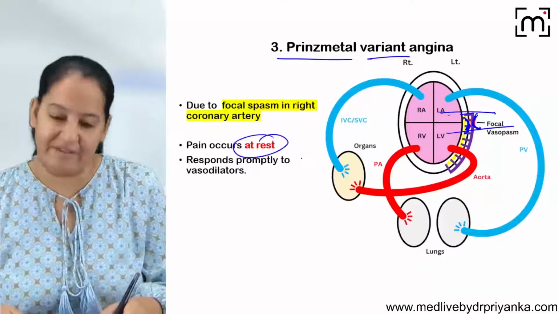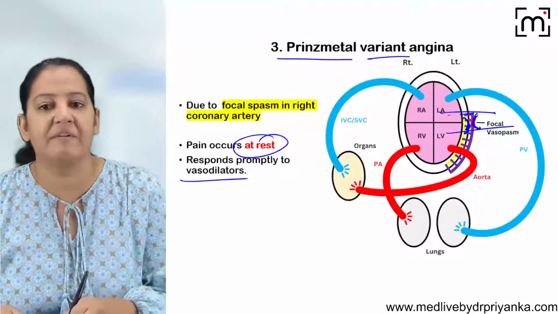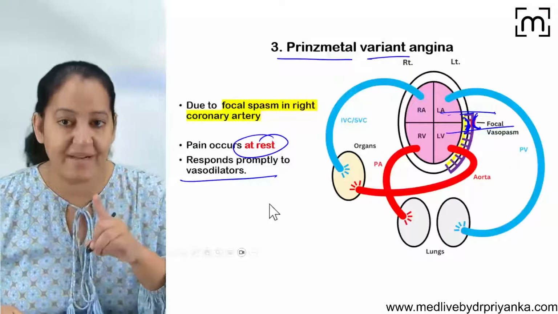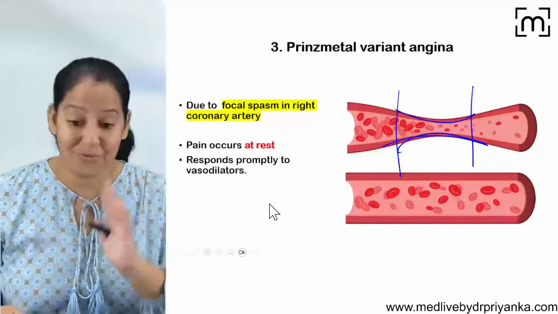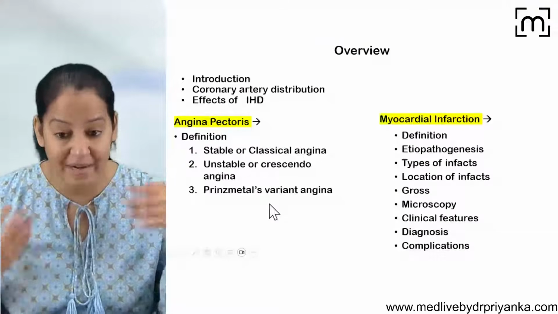So this pain occurs at rest. Here the treatment of choice will be vasodilator. So in case of Prinzmetal angina, it will be vasodilator. So the treatment of the three angina will differ depending on their cause.